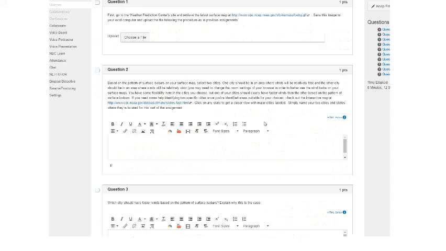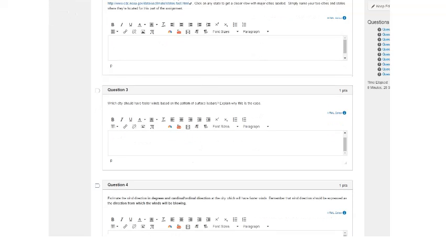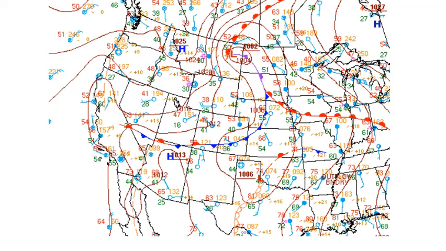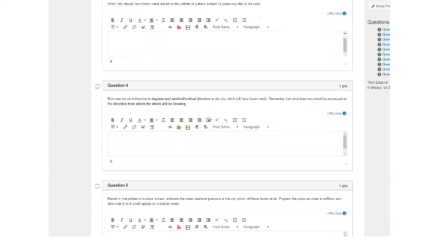Okay, so question two is essentially just identifying which two cities you are interested in. So make sure to name the cities and name the states for those locations. And question three says, which one has faster winds based on your surface isobars? Now, again, I should explain, isobars are these brown lines on your surface map. These are lines of equal pressure. Any spot along this line has the same atmospheric pressure. So that's what isobars are. Explain why, which city has faster winds based on the isobar pattern.